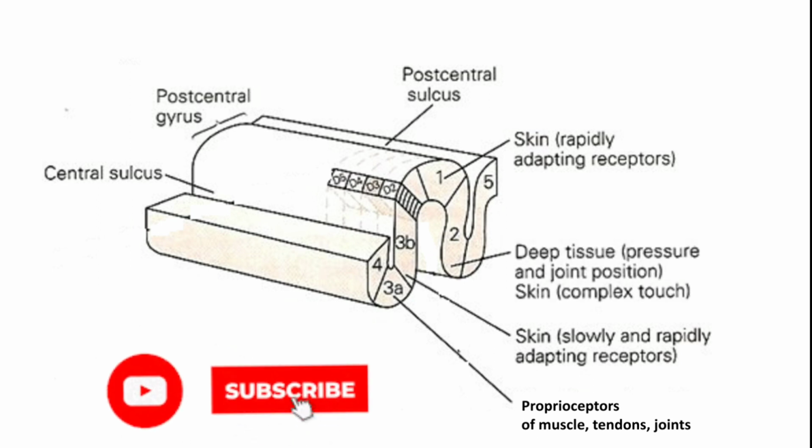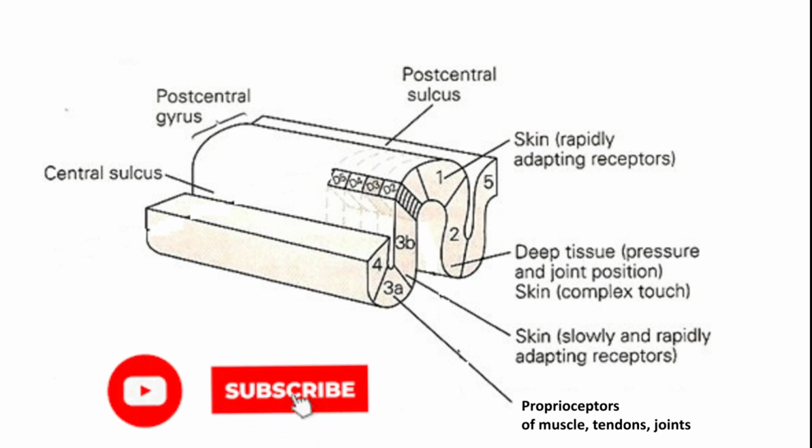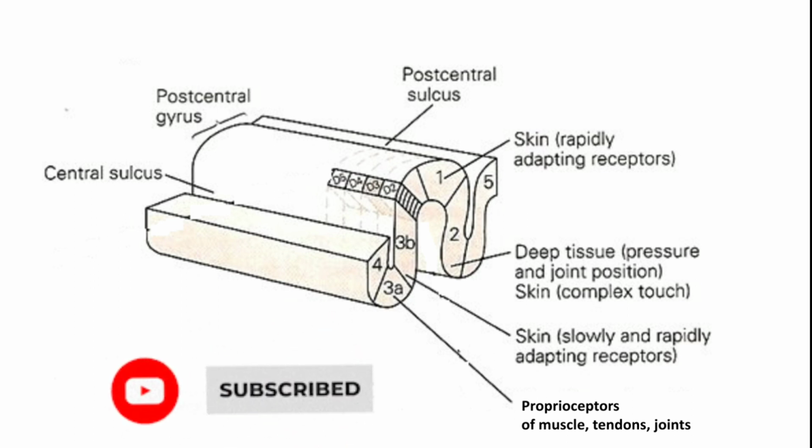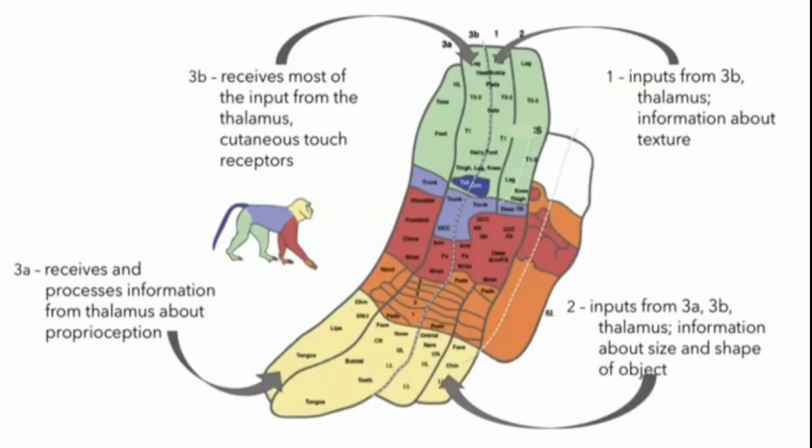Finally, in area 2, there is reception and perception of deep pressure, direction of the stimulus on the skin, and stereognosis. Now, this is another view of the sensory cortex, in which all the Brodmann areas have been shown and the cortex has been unfolded.